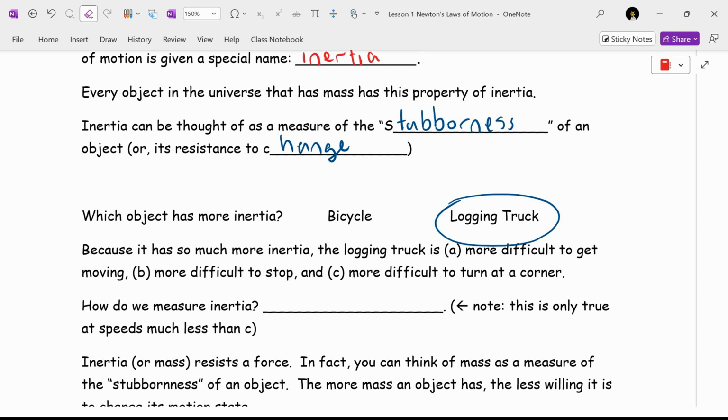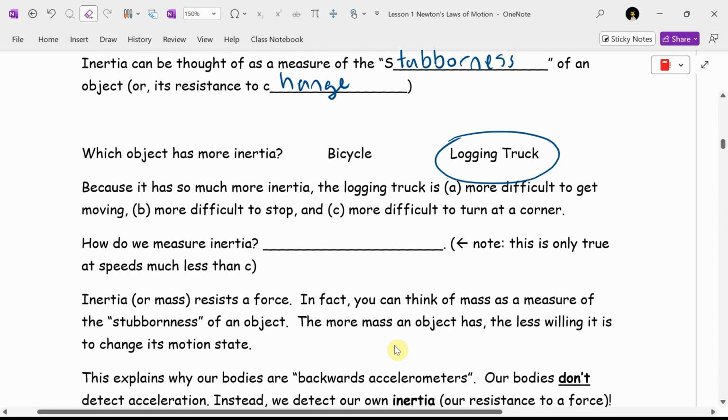It's tough to overcome. Also, that means the logging truck is more difficult to bring to a stop. It's going to need a bigger stopping distance, and it's not going to go around corners as well. It doesn't want to change direction as well either. It wants to keep going in a straight line at a steady speed.